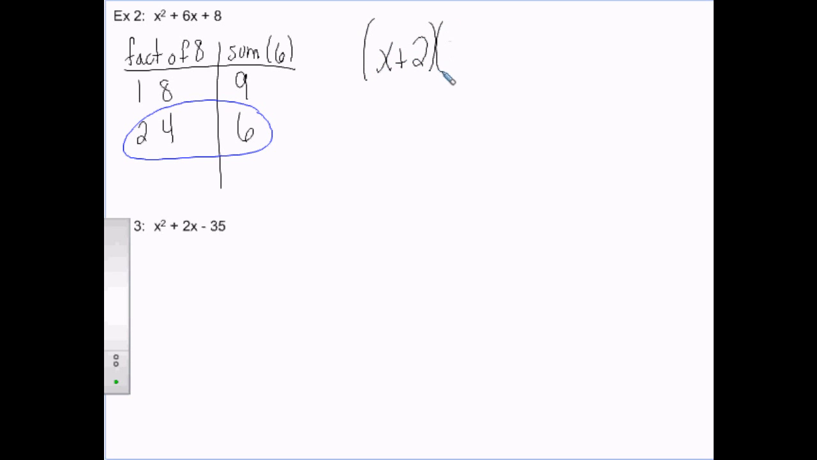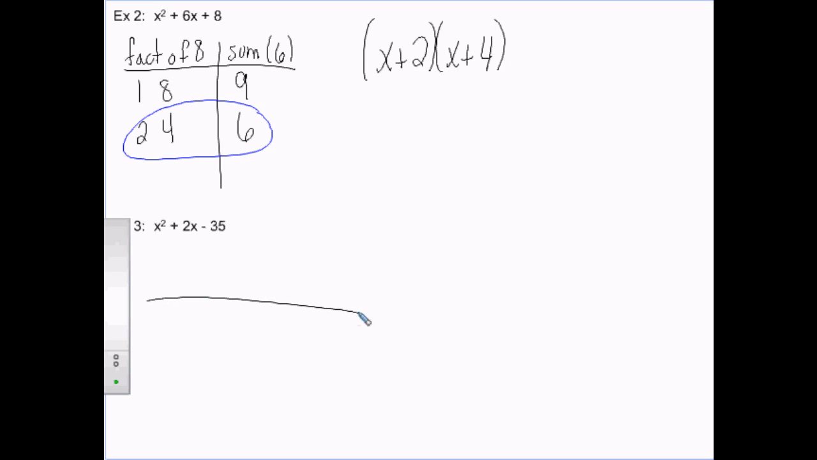X plus 2, x plus 4. Okay, now so far everything's been positive. Okay, got it? So far everything's been positive. Here I have a positive middle term and a negative end term.